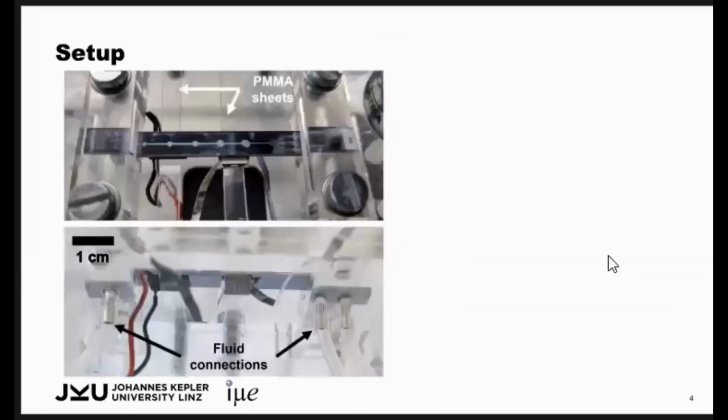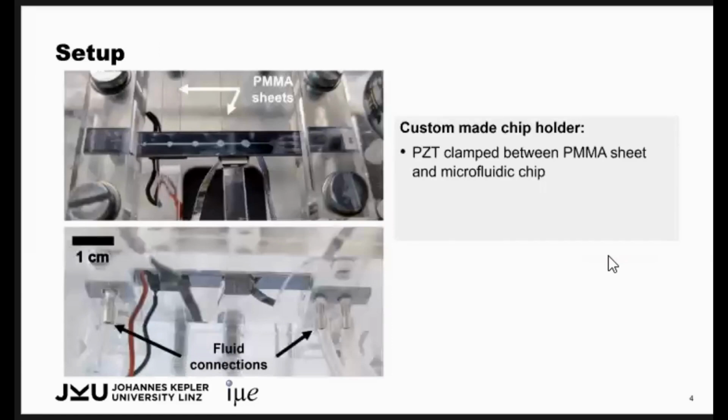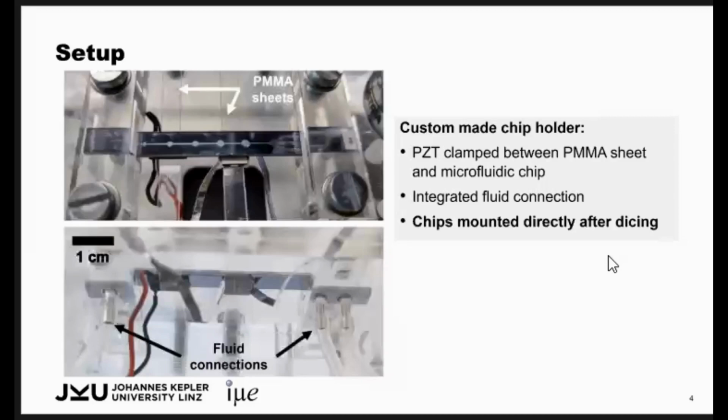Okay, so our setup. So the chip is mounted in a custom-made chip holder. There we have the piezoelectric transducers here and here clamped between the chip and a thin sheet of PMMA. And we also have integrated fluid connections on the bottom side, so we can mount our chips directly after bonding without any further preparation. So that's quite good for quickly replacing our devices. As tracer particles, we use 20 micrometer big polystyrene beads. And for one experiment, we also use HEK 293 cells.